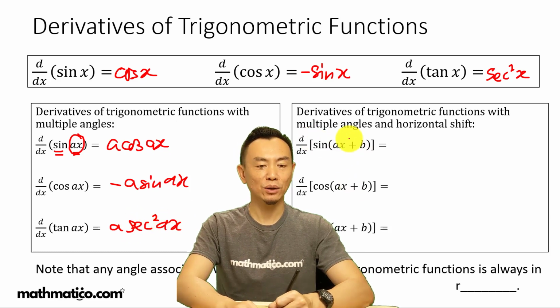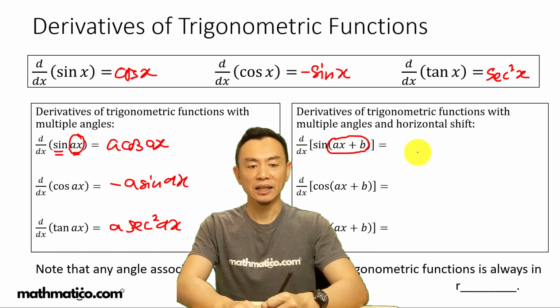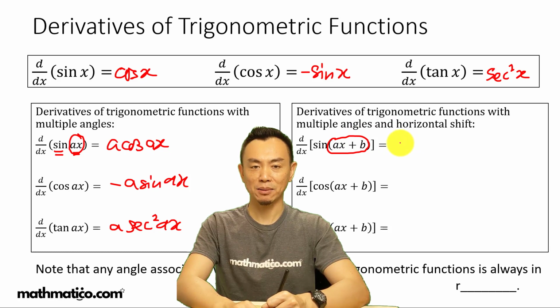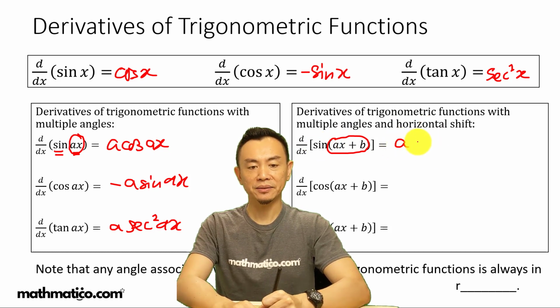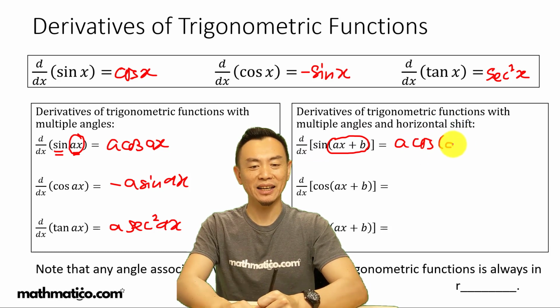How about if the angle goes like ax plus b? It's an expression in itself. You have ax plus b, a linear expression. Then you differentiate ax plus b, you multiply the result in front, and the result is a, right? When you differentiate ax plus b. And when you differentiate sine, you get cosine. So it's the same thing, cosine of angle no change. Okay, remember that, ax plus b.